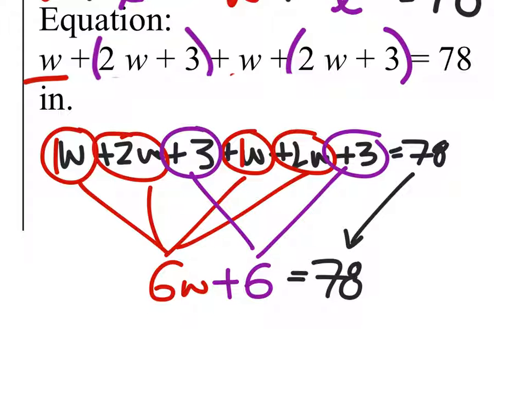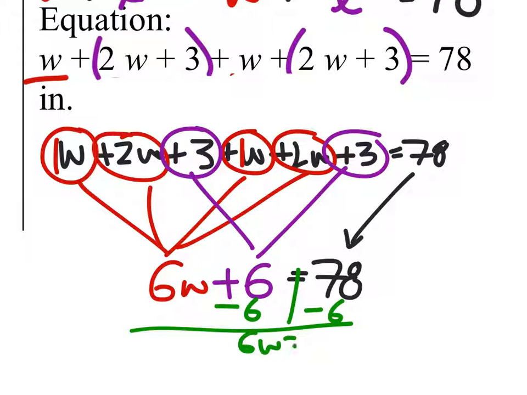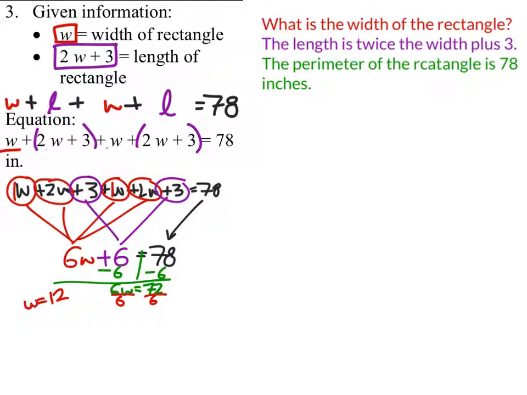Well, from right here, I would be subtracting 6 from both sides, so that I get 6W equals 72. To solve this, we'll divide both sides by 6, and we see that W equals 12. Now again, this is a word problem, so we can't just leave it like this. We need to explain what it is. So right now we can say the width is 12 inches.